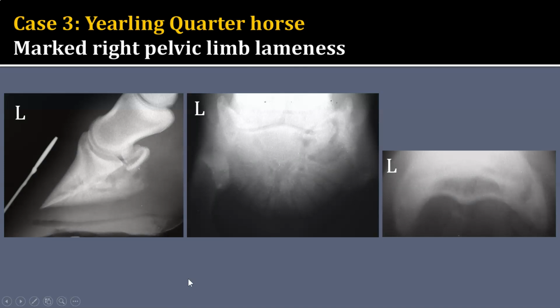Case number 3 is a yearling quarter horse that has marked right pelvic limb lameness. These images aren't the greatest quality, but they still show what we need to see. This is a lateral view. This is our 65-degree DPO view, and then this is the navicular skyline view. On the lateral view, this marker is on our dorsal hoof wall, and we can compare the dorsal cortex of the distal phalanx that is in normal alignment. However, I do notice that there is this linear gas that is tracking through the sole. I'm going to come back to this view in a second.